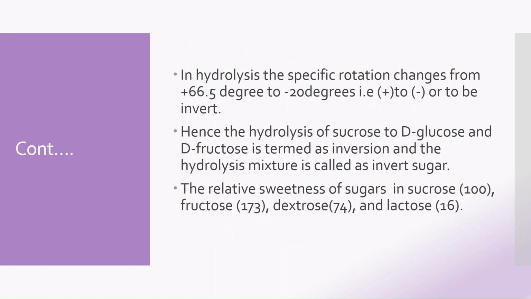We continue in our theory. In hydrolysis, the specific rotation changes from plus 66.5 degrees to minus 20 degrees. So it is like we are interchanging a plus to a minus. That's the word invert. Hence the hydrolysis of sucrose to D-glucose and D-fructose is termed inversion, and the hydrolysis mixture is called invert sugar, or invert syrup.